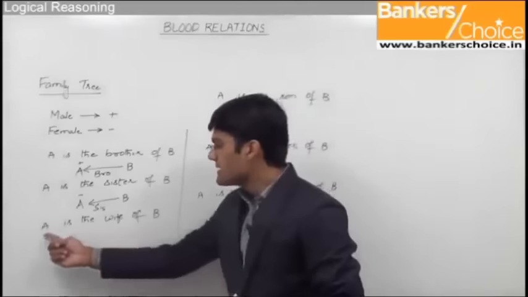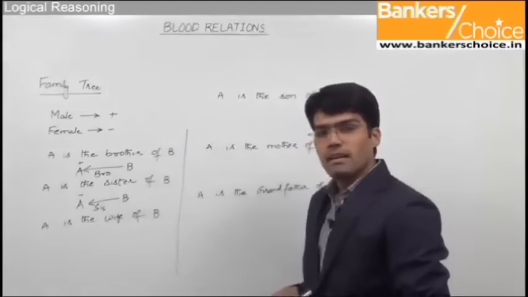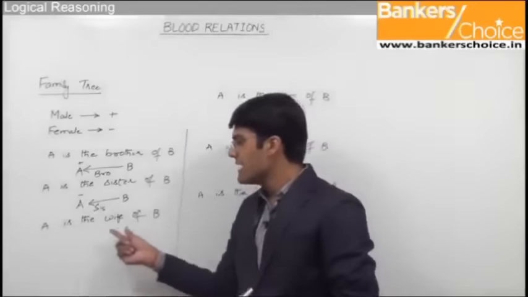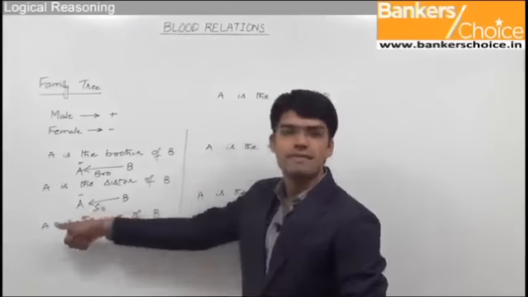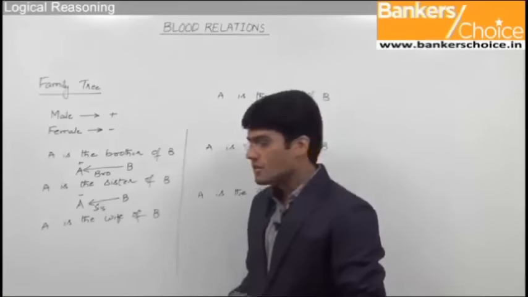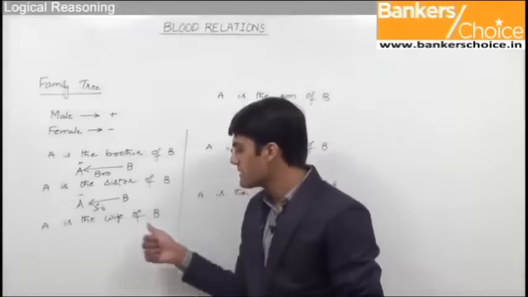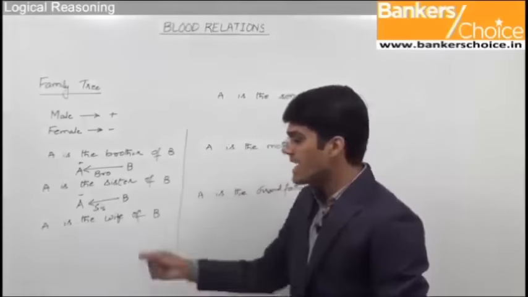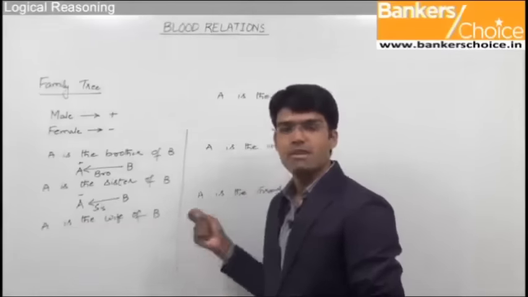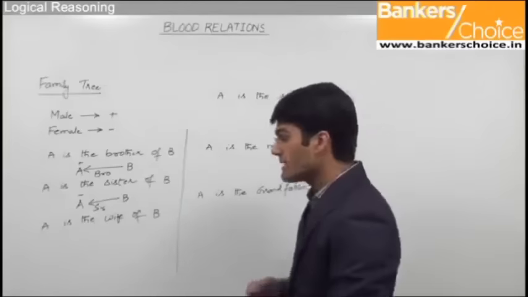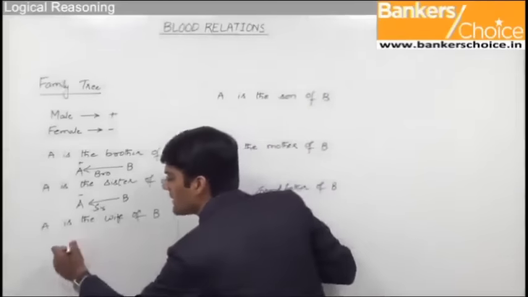Let's take the next one, that is A is the wife of B. Here very clearly, once we know that A is the wife of B, it is obvious that B is the husband of A. So we know the gender of both the persons, that is A is a female person and B is a male person. So A can be shown with a minus sign and B can be shown with a plus sign. Let us now see how to show this relationship in the diagram.